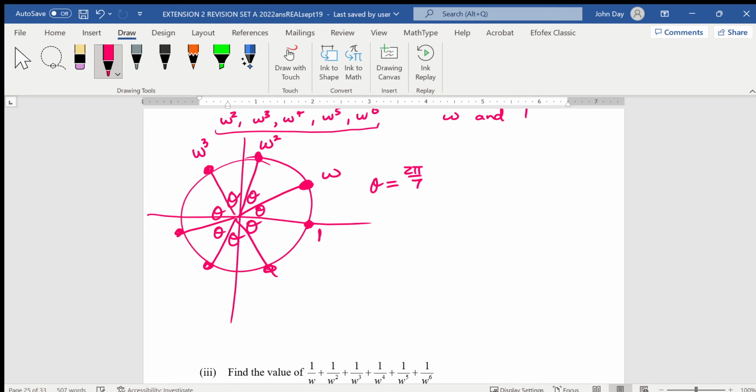So that would be w^4, that would be w^5, and that would be w^6. We know that all the roots of unity are evenly spaced around the complex plane, so that would be what they are: w squared, w cubed, w^4, w^5, w^6, and w, and of course 1, because 1 to the 7 is 1. So that's answered that question in a way.